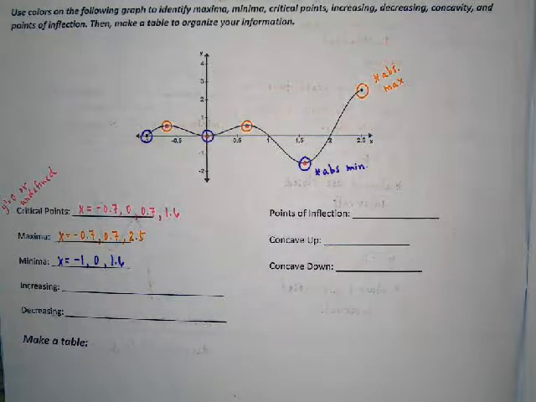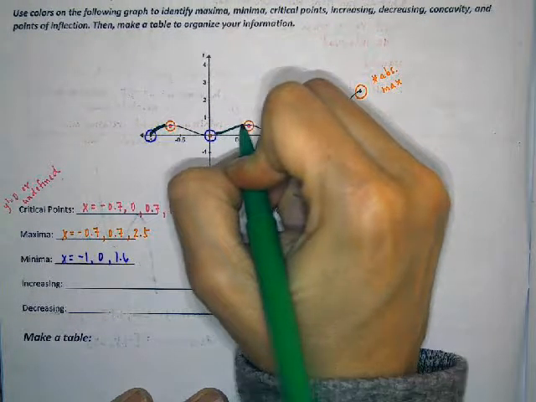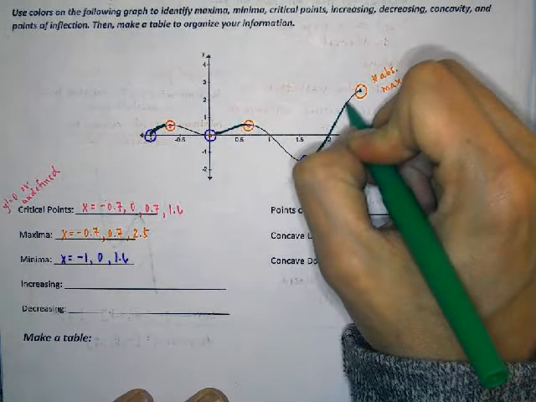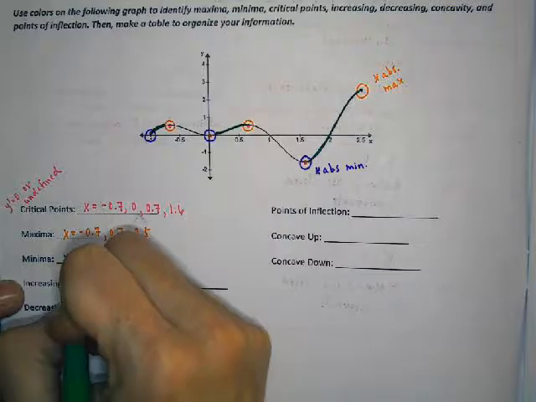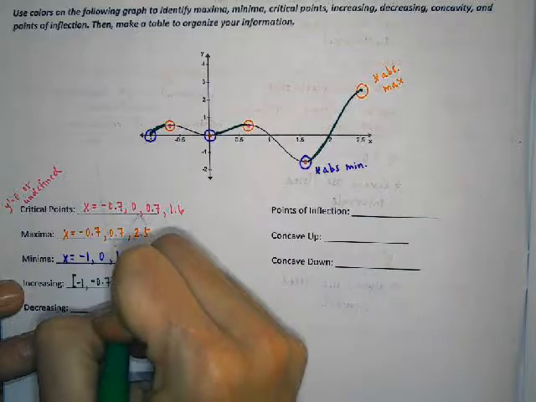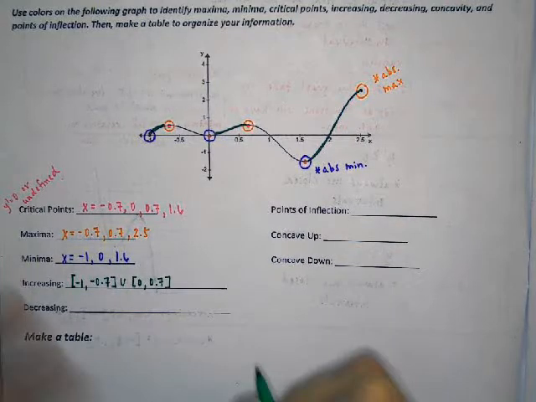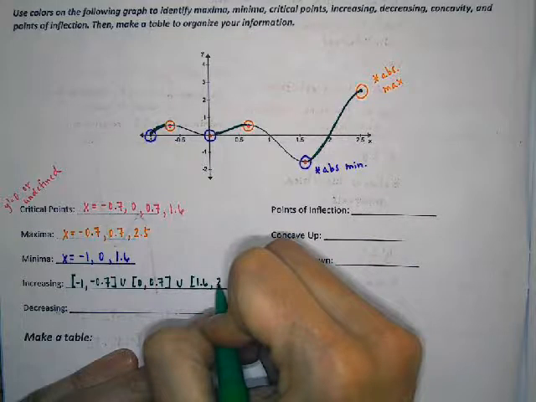All right, moving along, increasing, I know, is where my slope is positive or my derivative is greater than or equal to 0. So I have an interval of increasing here, here, and then over this interval here. And we said we always write these as closed intervals. So I'm increasing from negative 1 to negative 0.7. Again, from 0 to 0.7. And then from 1.6 to 2.5.